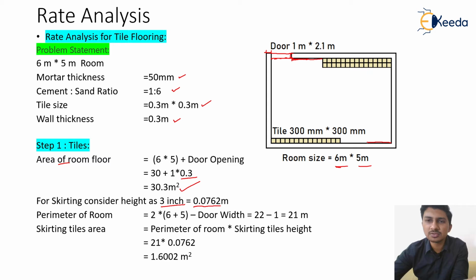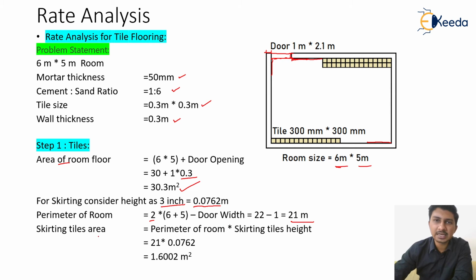So skirting is a vertical extra tile that is provided along the length of the wall, which is going to protect the wall from injury also, as we are going to keep furniture or anything. The edges of the furniture might collide with the wall and that can damage the wall. To protect that, we need to provide the skirting, and it is provided along the perimeter of the room. So what is the perimeter of the room? That is 2 times 6 plus 2 times 5, minus this width of the door, that is 1. So that value comes out to be 1 meter.